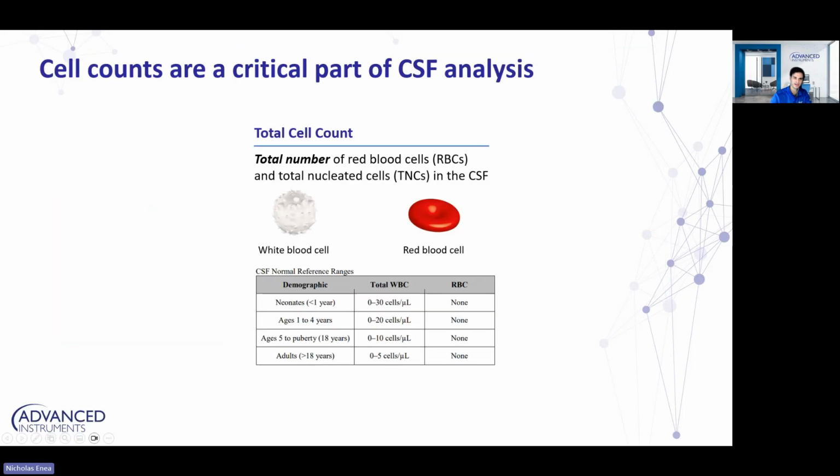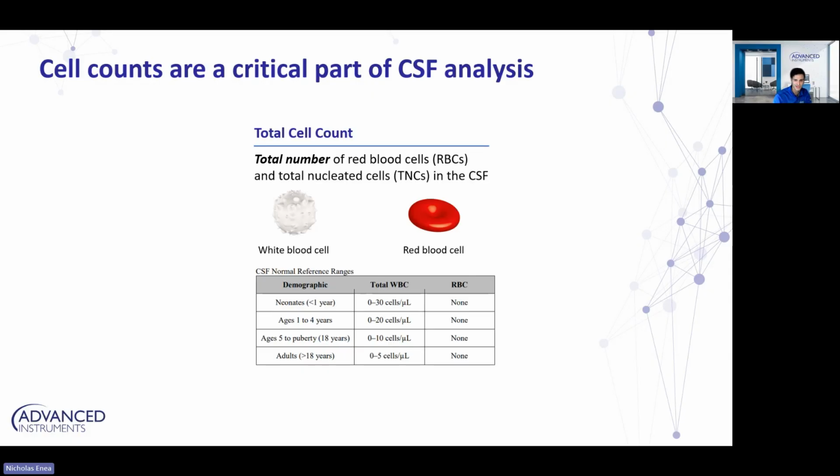Once again, just to level set, I know most people on this call probably know a lot of this information that I'm covering right now. Cell counts are a critical part of CSF analysis. Total white blood cell counts are very, very low in the CSF. For neonates, 0 to 30 cells. I have a daughter who's less than a year old, and it's interesting how, as we age, it's inversely proportional. For an adult, 18 years or older, we only expect to see around 0 to 5 white blood cells in our CSF. In RBCs, hopefully none if we have a healthy patient as well.